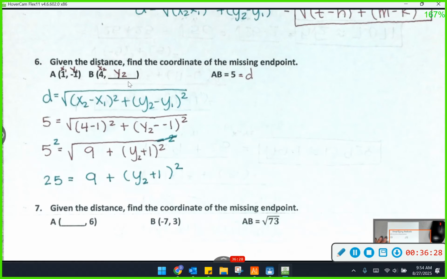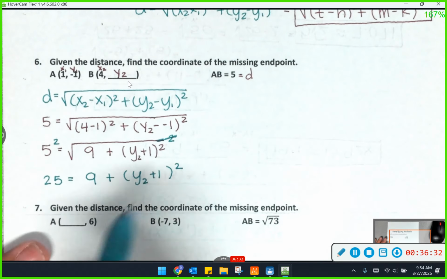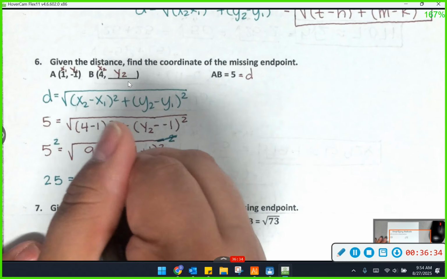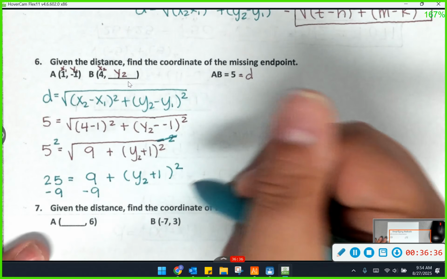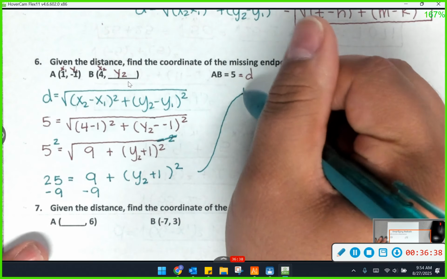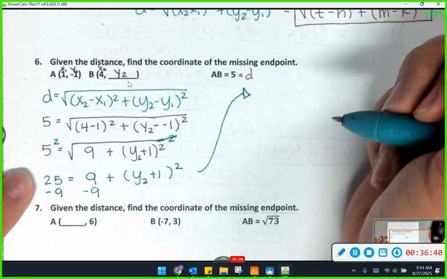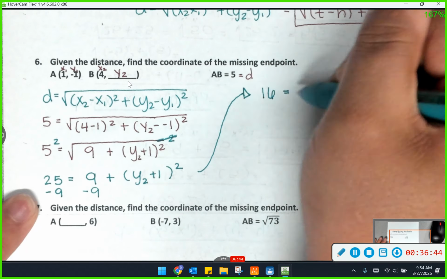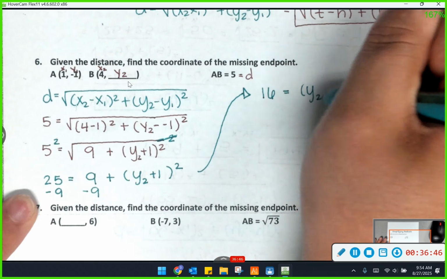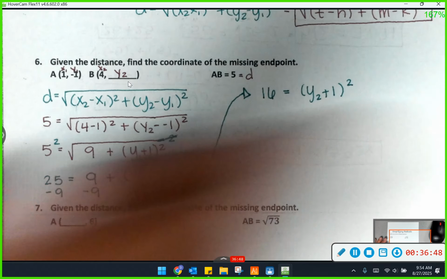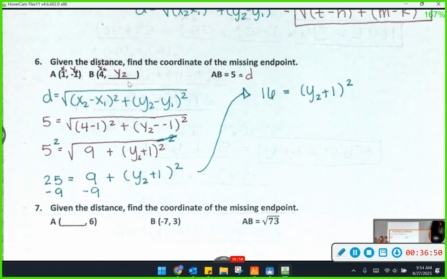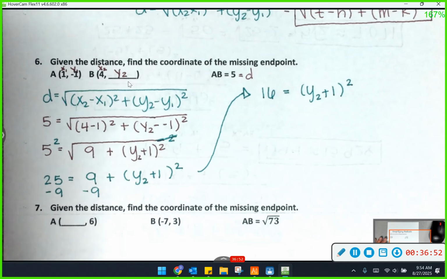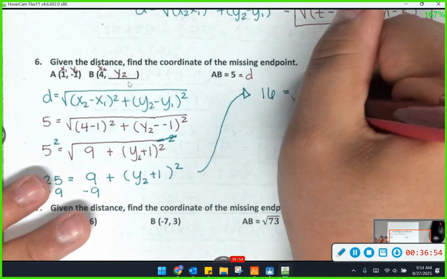Cool. Now what? Subtract 9 from both sides. Remember, I'm trying to get y2 by itself, so I'm going to subtract 9 from both sides. And that's going to bring me, I'm going to have to come up here. And 25 minus 9 is? 16. So we have to do all of this. Okay, now what? Now I can square root it.